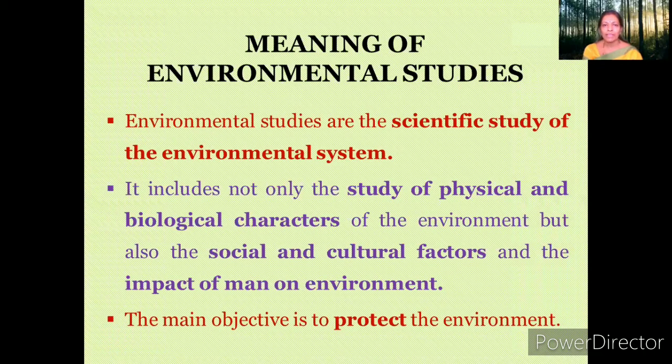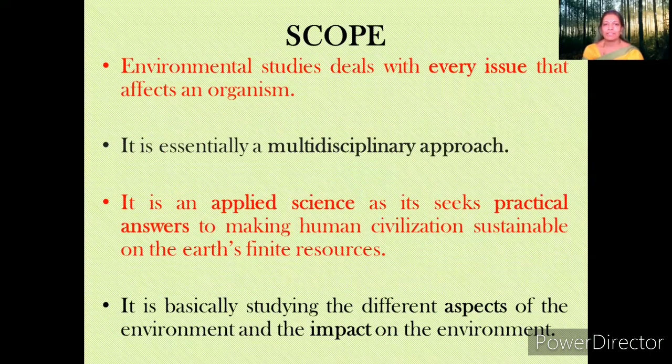So environmental science is nothing but a systematic and scientific study. It includes not only the study of the physical and biological characters of the environment, but also the social and cultural factors and the impact of man on the environment. Environmental studies deals with every issue that affects an organism. So this shows us that the scope of environmental science is huge and vast.